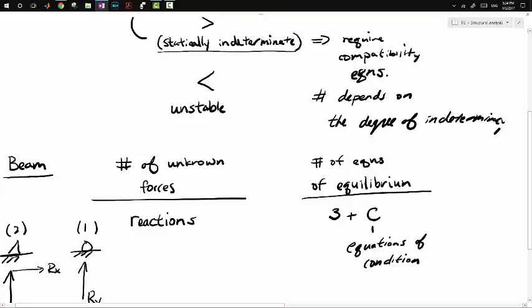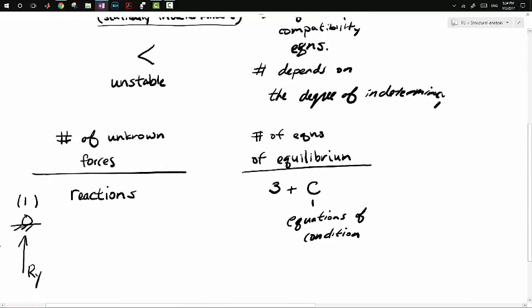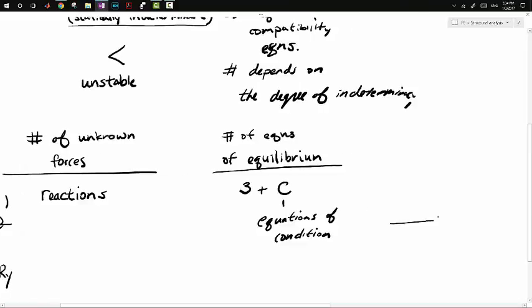So equations of condition are basically points in your beam where you know a certain condition, such as an internal hinge. So if you have an internal hinge in a beam, so we have a pin support there, roller support there, this is a hinge, internal. We know that the moment there is 0. So that gives us an equation of condition. So that would be C equals 1. So we would get one extra piece of information there.